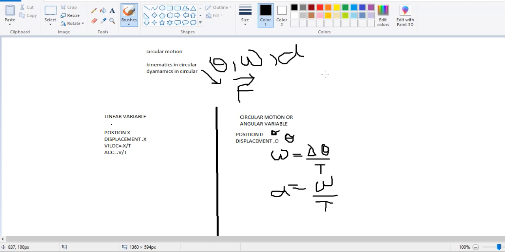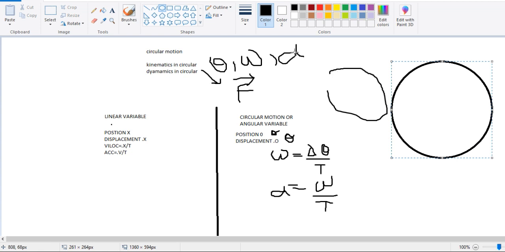Now what is position? For example, consider a circle here. Let me make a perfect diagram of a circle. For a while, consider that this is the center of the circle. The distance from the center to here is known as the radius.